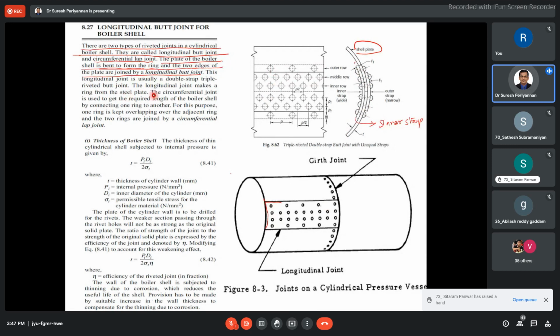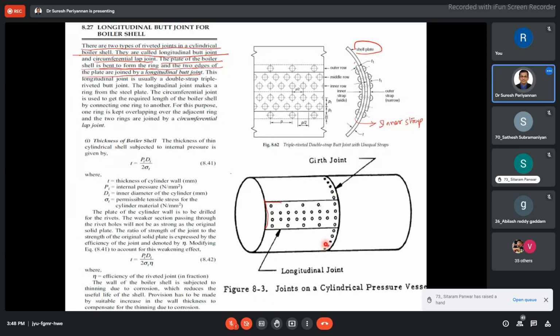But the circumferential joint is used to get the required length of the boiler shell by connecting one ring to another ring. In the circumferential joint, one ring is kept overlapping the adjacent ring. See here, this is the circumferential joint overlapping. Two rings of the cylinder are going to be overlapped. Hence, we are saying this is a circumferential lap joint. Now we come to one by one, how we are designing here.